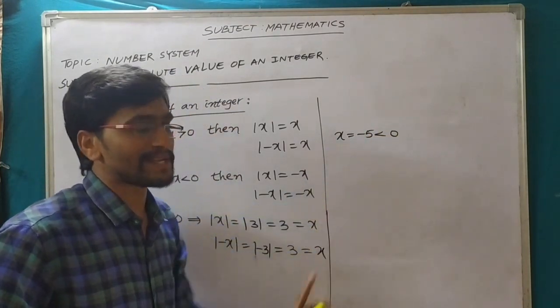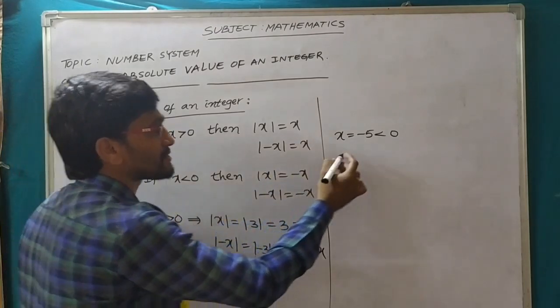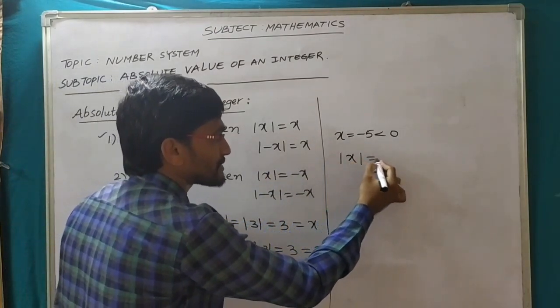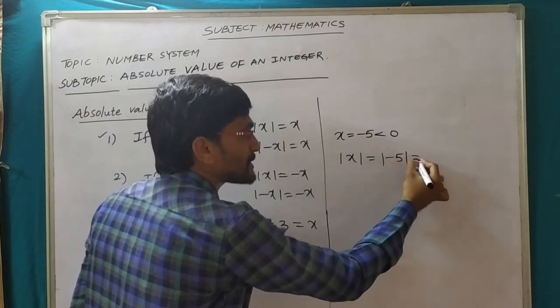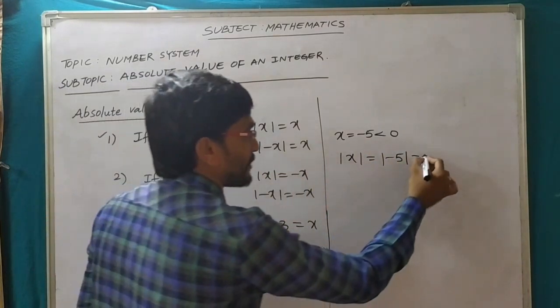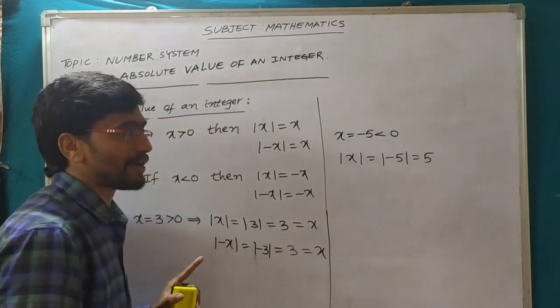x is equal to minus 5, which is less than 0. Then modulus x. Modulus x means what? Modulus of minus 5. Modulus minus 5 is what? 5. Modulus minus 5 is nothing but 5.